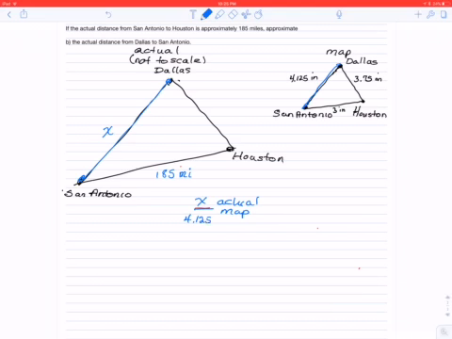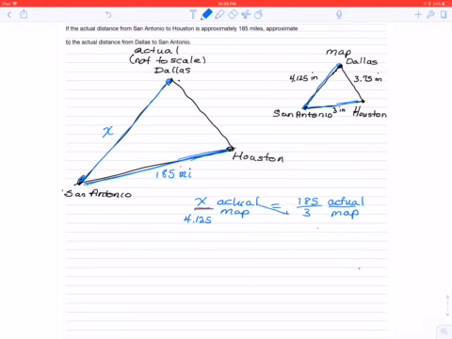4.125. So now I need another fraction that's equivalent of the actual distance between two cities over the map distance between the same two cities. So what we're told is that the actual distance from San Antonio to Houston is 185 miles. So I need the map distance from San Antonio to Houston, which is 3 inches.